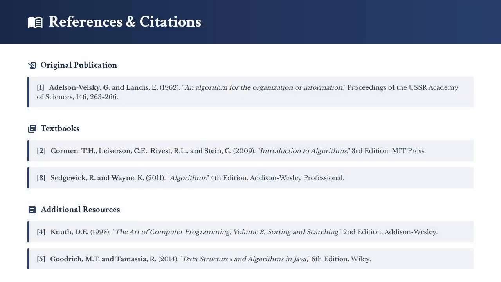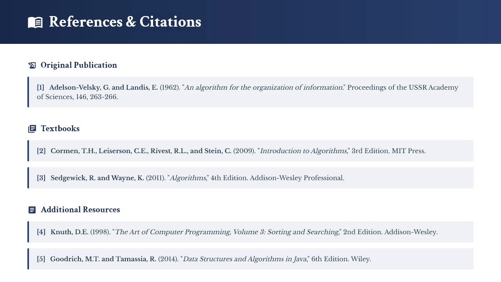For those interested in learning more about AVL trees, I've included some references here. The original paper by Adelson-Velsky and Landis from 1962 is where it all started. This paper introduced the concept of self-balancing binary search trees and a specific balance criterion that defines AVL trees. For a more comprehensive treatment, you can refer to standard algorithms textbooks. Introduction to Algorithms by Cormen, Leiserson, Rivest, and Stein provides a detailed analysis of AVL trees, including proofs of their time complexity and implementation details.